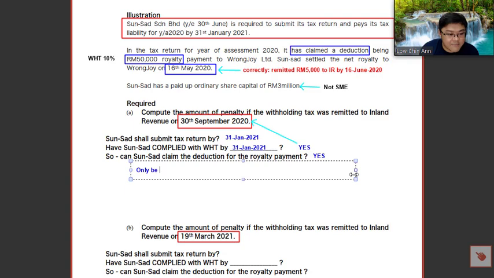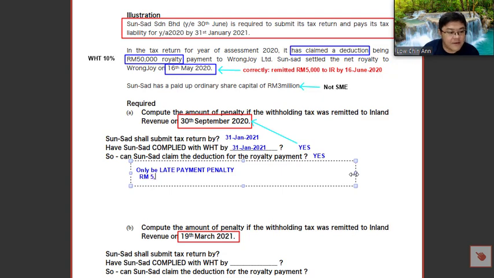So there will only be a late payment penalty, and the amount will be 5,000. The withholding tax is going to be 5,000, right? And the late payment penalty is always 10% of the withholding tax. So you have to pay 500 ringgit. It's not a lot, you know.